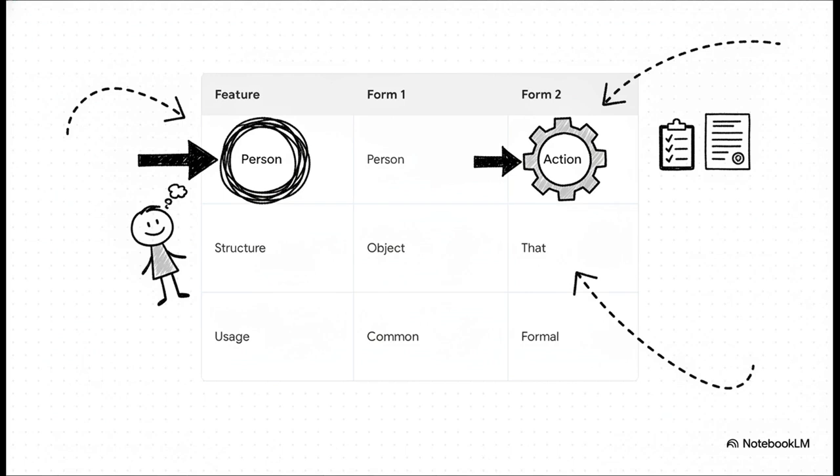You use form 1 when the people involved are what matters most. But you use form 2, which again is much more formal, when the action, the policy, the rule, the task, is the absolute priority. You're basically directing the audience's attention exactly where you want it.